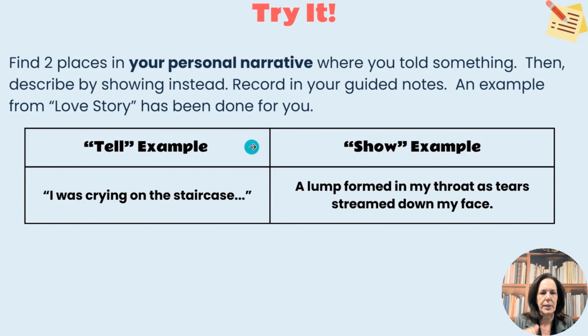You're going to do 2. I just did 1 to show you. Miss Taylor Swift wrote, "I was crying on the staircase," and I changed it to "a lump formed in my throat as tears streamed down my face." So turn and talk with your partner. Find 2 places in your personal narrative to show instead of tell, and fill in your guided notes.